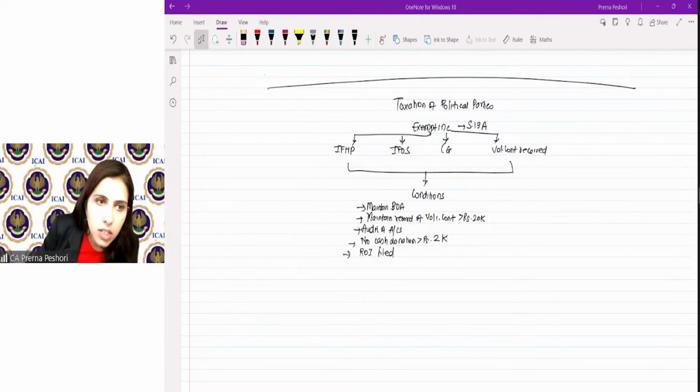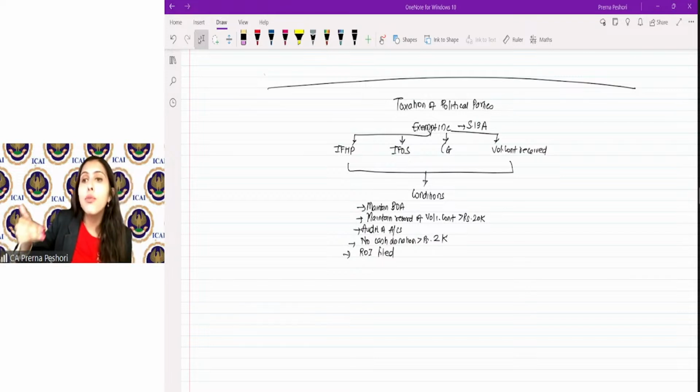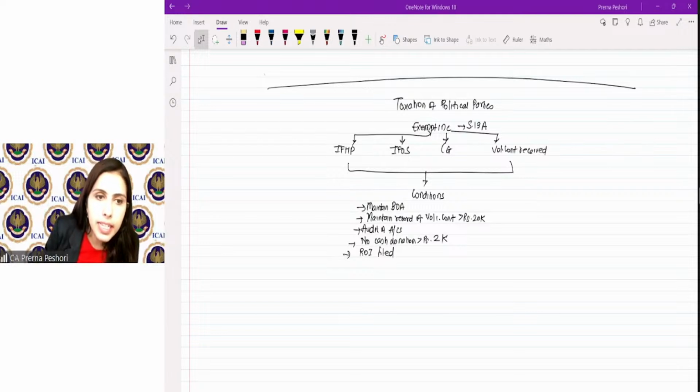For a resident, so resident here I mean is ROR, not RNOR. For ROR, it is global income wherever arising shall be included in the scope of my total income. I am not touching upon RNOR at the moment. Okay. Now consider the non-resident businessman.